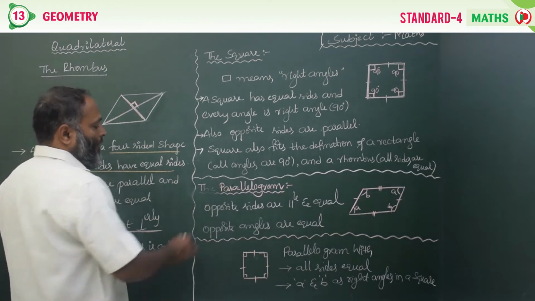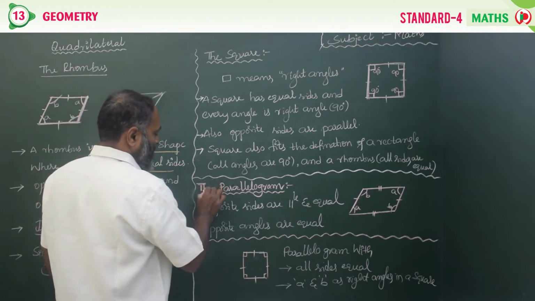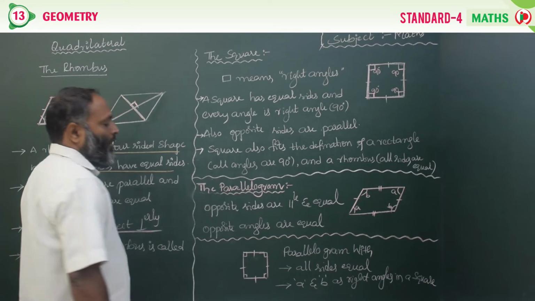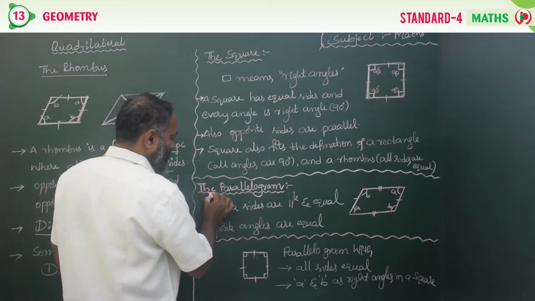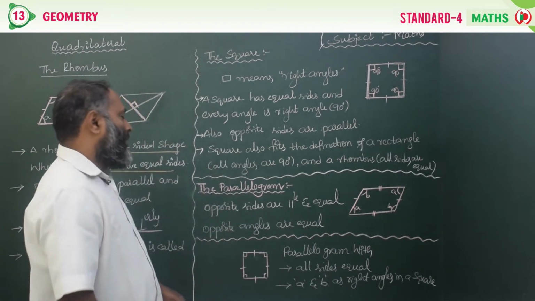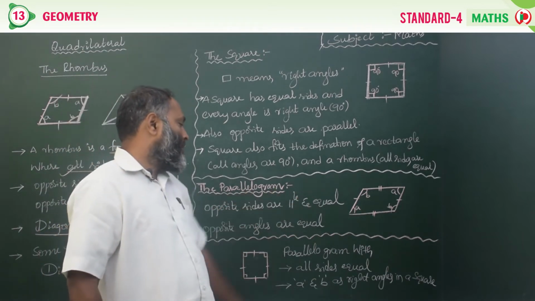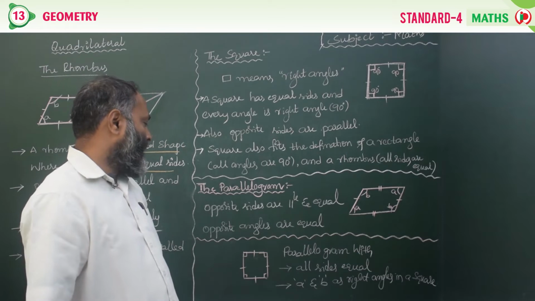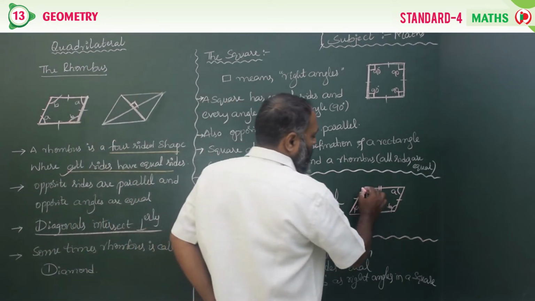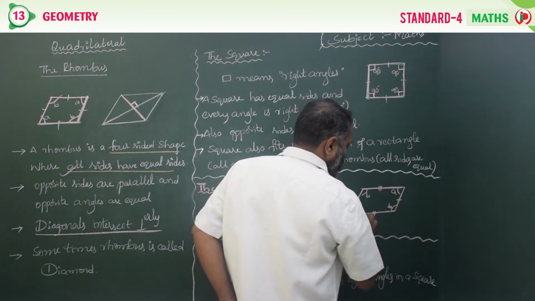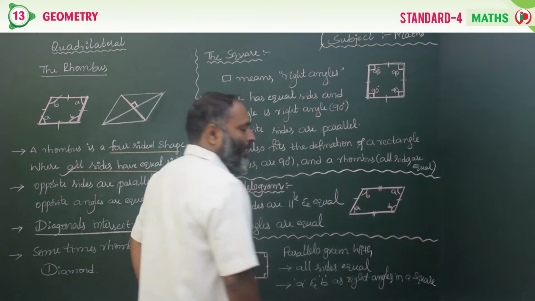Now, after that, the next quadrilateral is the parallelogram. So what is a parallelogram? In a parallelogram, opposite sides are parallel and equal, and opposite angles are equal. Here, these two are opposite sides, they are parallel and also equal.